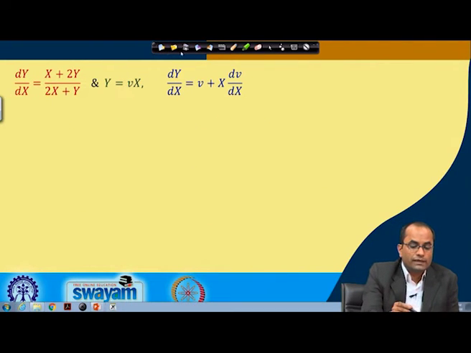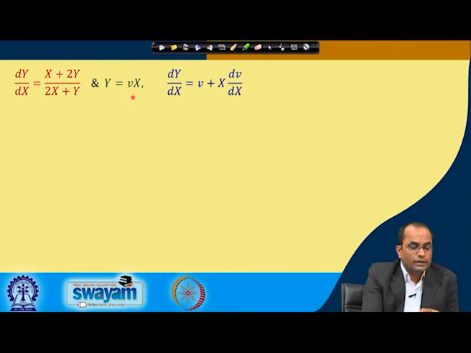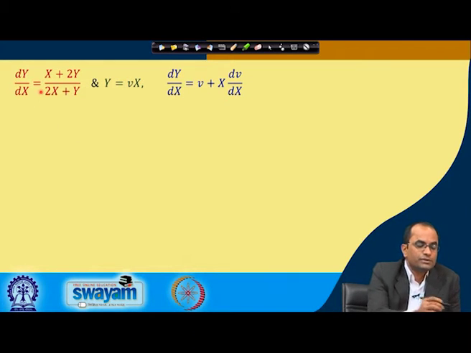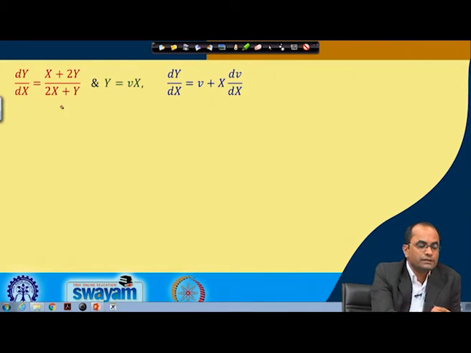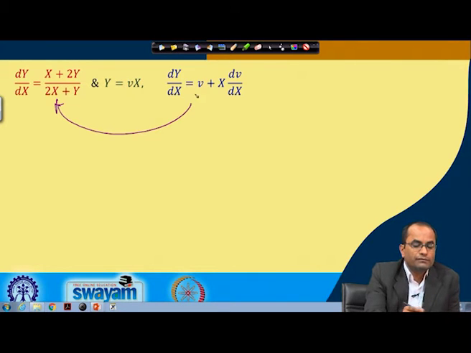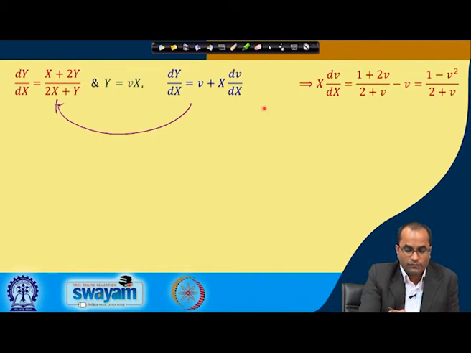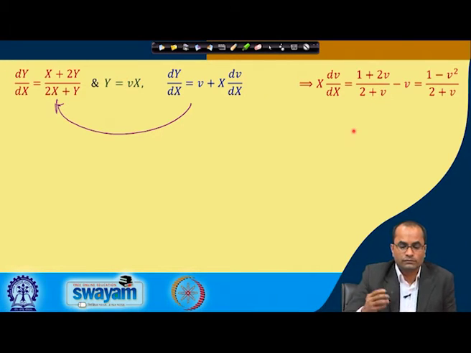And now, we have already that dy over dx, this was our equation, the homogeneous equation. We have substituted this, which leads to dy over dx is equal to v plus x dv over dx. So, we substitute now back to the equation here, and we will get this equation, which is a separable equation. And now, we can bring this big X to the right hand side and these v to the left hand side.